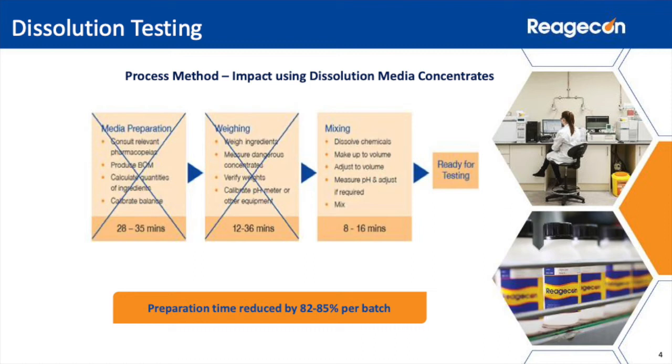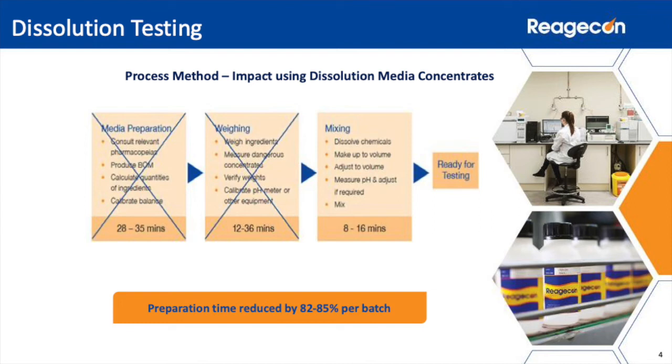Starting with dissolution concentrates, there are several steps that the customer avoids, yielding significant time savings by using concentrates. This includes Pharmacopeia consultation, document production, calculations, balance calibration, all followed by the production of the product itself.